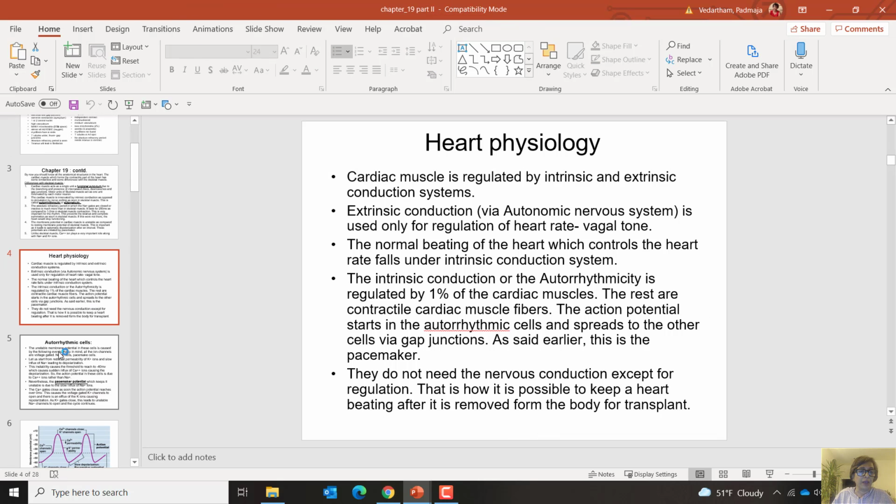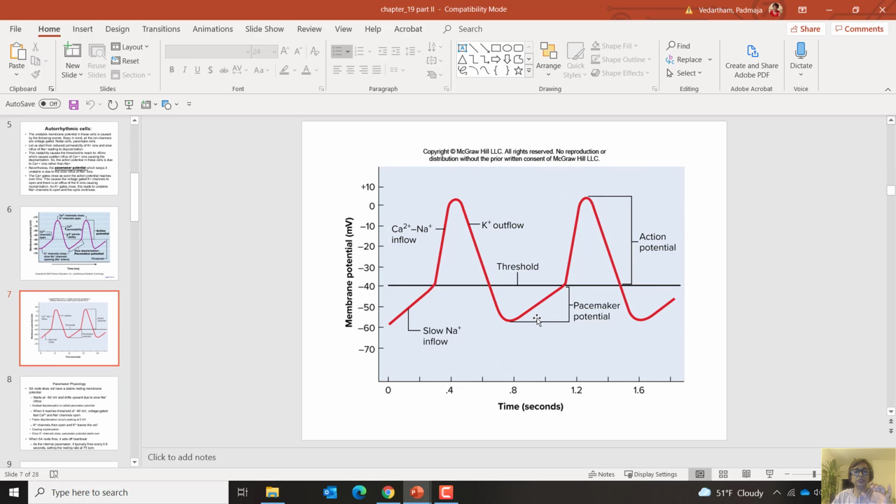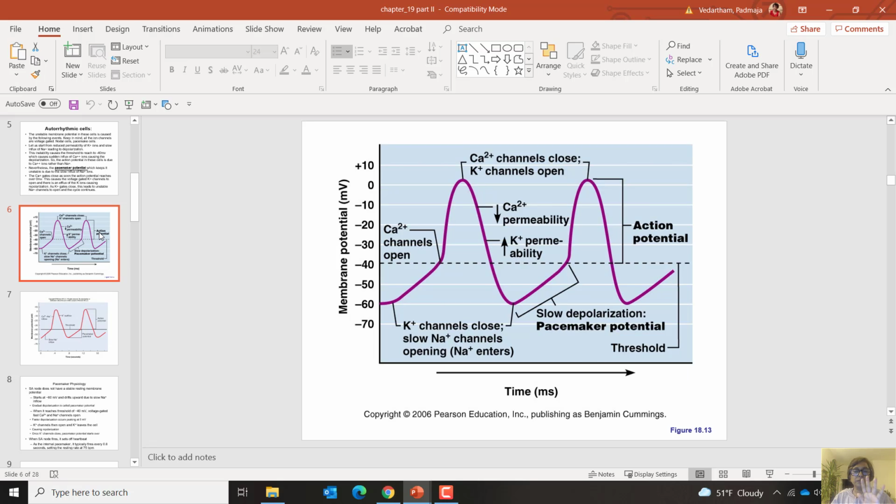Okay, the unstable membrane potential of these cells causes the whole beating of the heart. So let's start with this diagram. This is just for pacemaker cells.